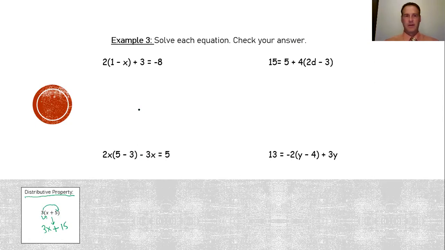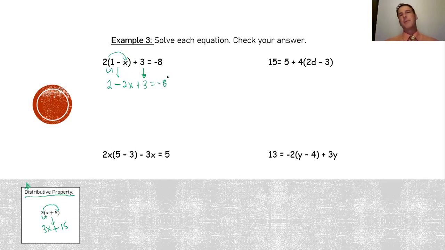All right, so here's what I got. I'm going to have to take this set of parentheses and eliminate them by using the distributive property. So 2 times 1 is 2, and I'm going to bring down the subtraction sign, and let's see, 2 times negative x, you're just going to put those together, negative 2x. Bring down the 3. Now the 3 doesn't get multiplied by 2 because the 3 is not in the parentheses, so just bring that guy down.